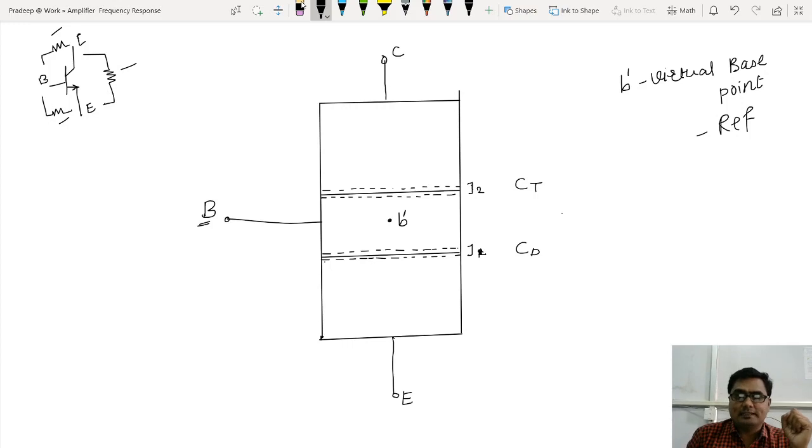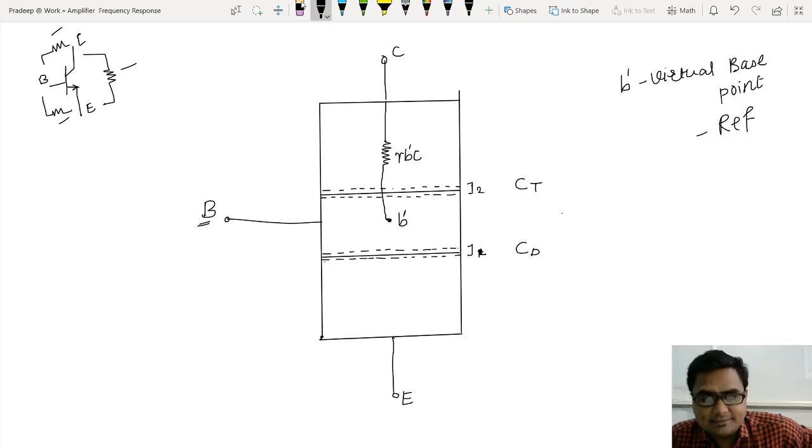So now there is a small resistance present between the collector and the virtual base. Let me draw a small resistance. Now I am saying that from base to collector there is an internal resistance. Let me give it the name small r, the resistance present between the virtual base, that is B dash, to the collector. So now it is r B dash C.